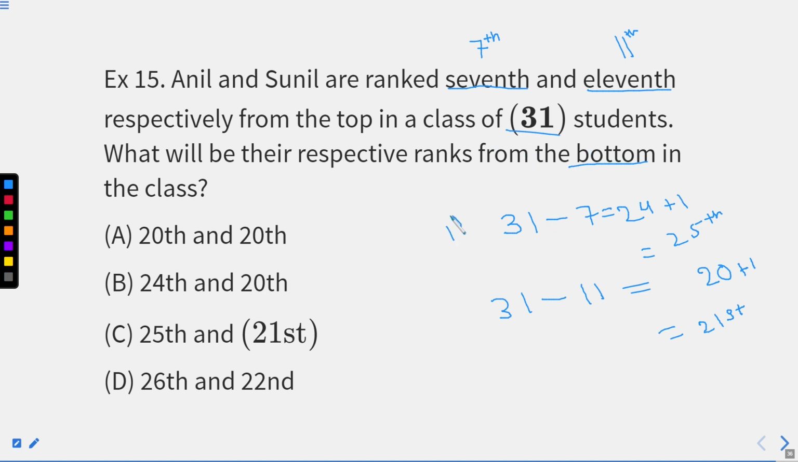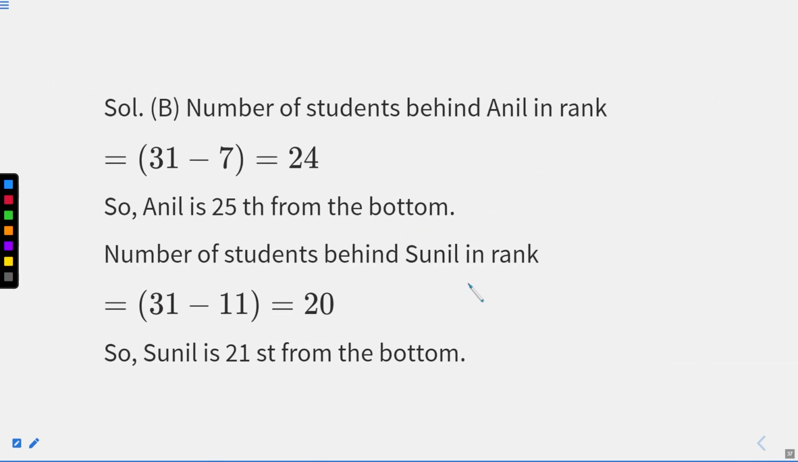This is for Anil. This is for Sunil. I hope this thing is clear. Now you'll find it in a better manner. The number of students behind Anil is, as we have followed, 24. But if we need to add the rank of Anil again, we need to add 1 and Anil is 25th from the bottom. And for Sunil, we have 21 as well. Now I hope everything is clear.